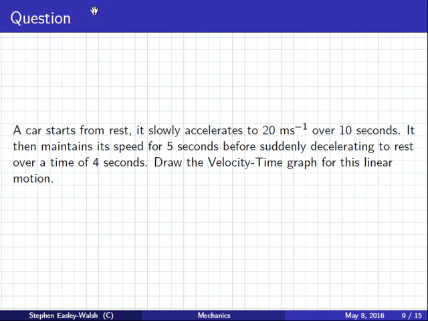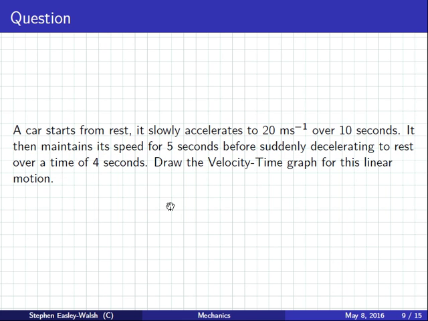So here's one to do. I don't think this will cause any trouble for anyone. It's really just practice making a very simple, rough graph. A car starts from rest. It slowly accelerates to 20 meters per second over 10 seconds. It then maintains its speed. What does this word mean, maintains? Yeah, keeps the speed constant for 5 seconds, before suddenly decelerating to rest in 4 seconds. Draw the graph. So I'd like you to try and draw this graph for me.